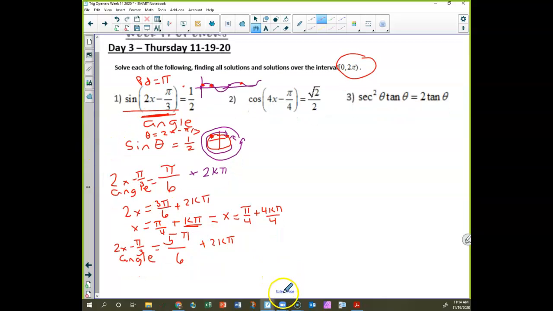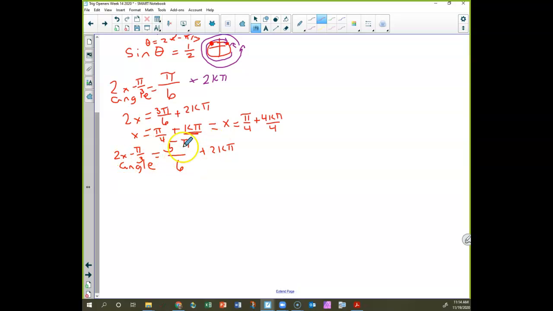But before we write our answers, let's figure out what else x could be. We'll add pi over 3 to both sides, or 2 pi over 6. So 2x is 7 pi over 6 plus 2k pi. And then again, as Hannah pointed out, we can divide by 2. We can multiply everything by a half. We're going to get 7 pi over 12 plus multiples of pi.